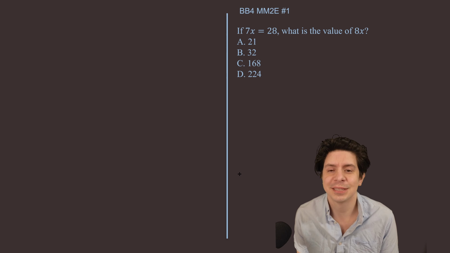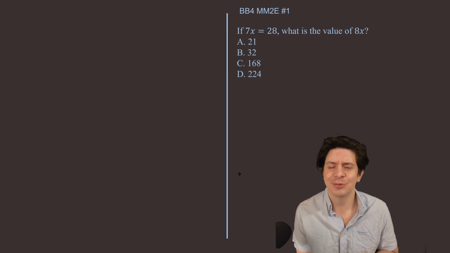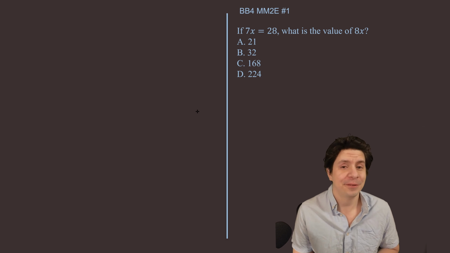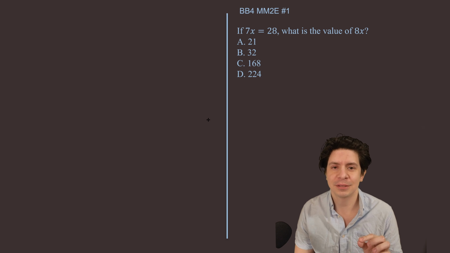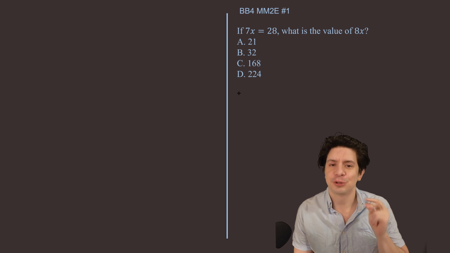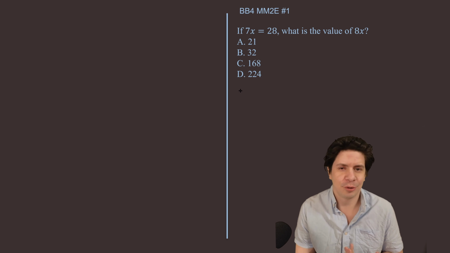This is Bluebook Test 4, Math Module 2, easy. It's what you get if you didn't do too hot on the first section. So hopefully you got the hard one, but if not, these are the questions. And even if you got the hard one, these are still good to review just to see for tricks, how to be fast. And there's still some hard questions here.